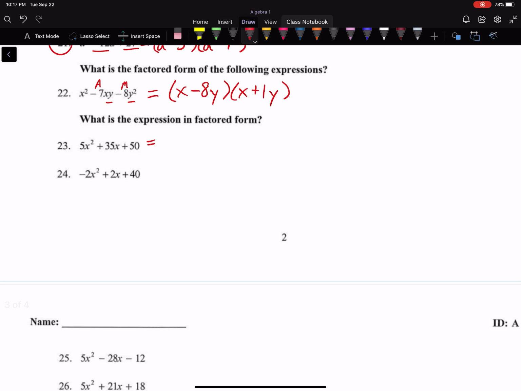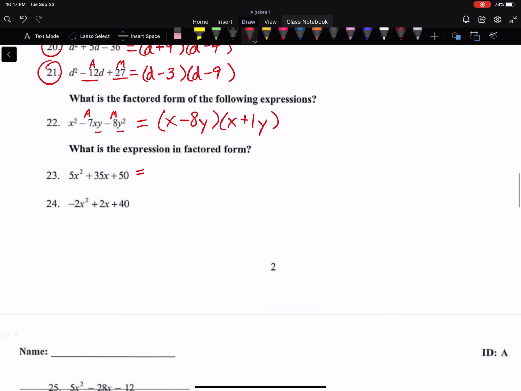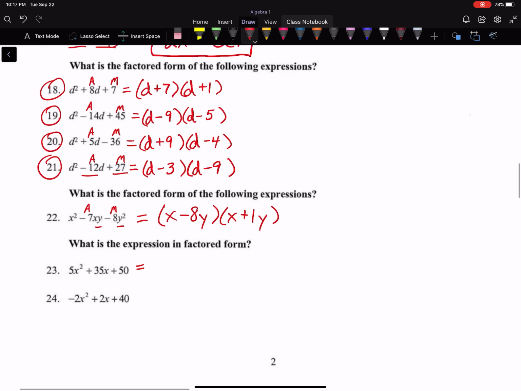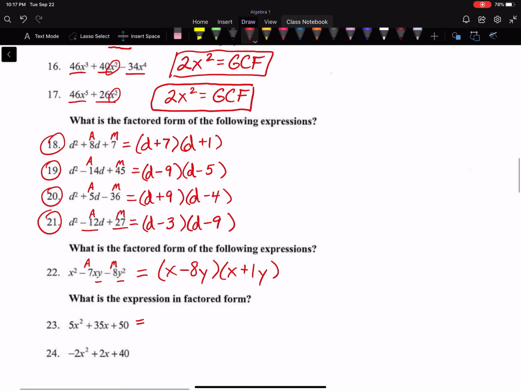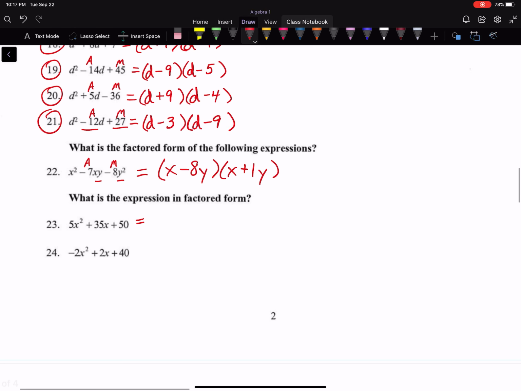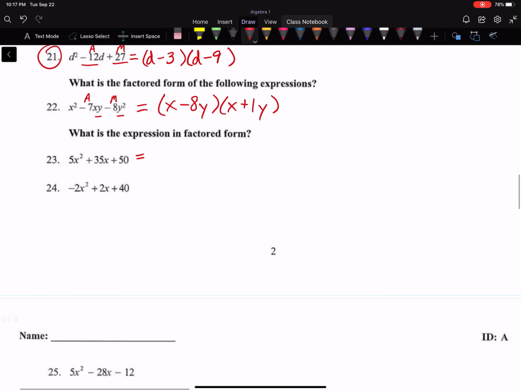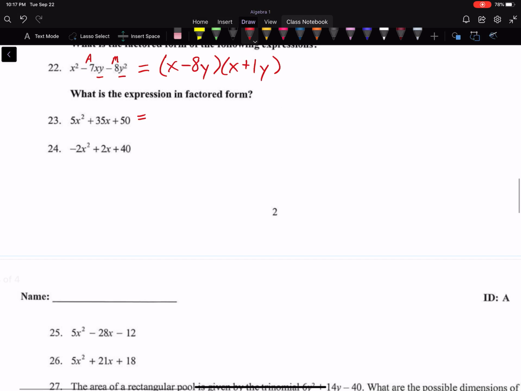These, however, you need to always check for a greatest common factor first. So none of these had a greatest common factor on 18, 19, 20, 21, 22. 23 and 24, they do have a common factor. So the common factor on 23 is 5. So we're going to bring 5 out. We're going to divide everything by 5, and that's going to go in the parentheses. So that'll be x squared plus 7x plus 10.